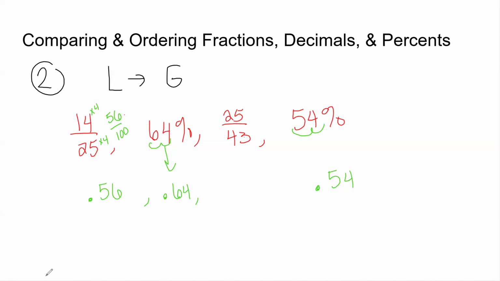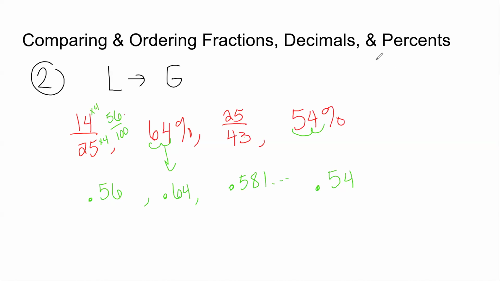The 25 out of 43, that is not going to turn to 100. So you're either going to long divide or go to a calculator and do 25 divide 43. So I'm just going to go to my calculator, and it's ugly. Let's round it off. So it's 0.581. That's good enough. There's more to it, but that's good enough.